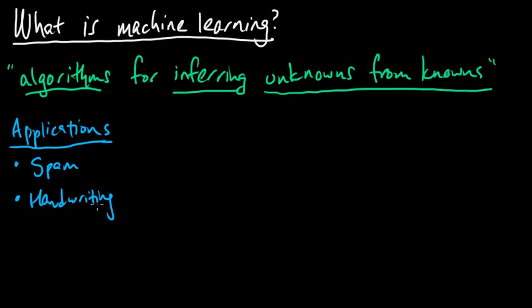Handwriting. You can write on your computer in your own handwriting, and your computer oftentimes can detect what you're writing. Machine learning algorithms are used to detect what letters and what words you're writing. So that's a sort of image recognition, along with face detection and license plates.